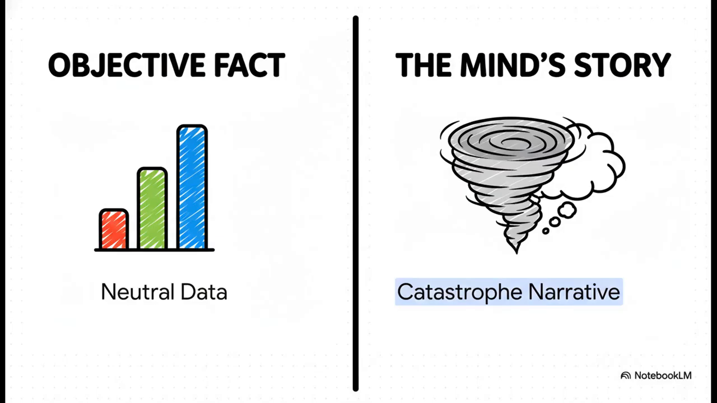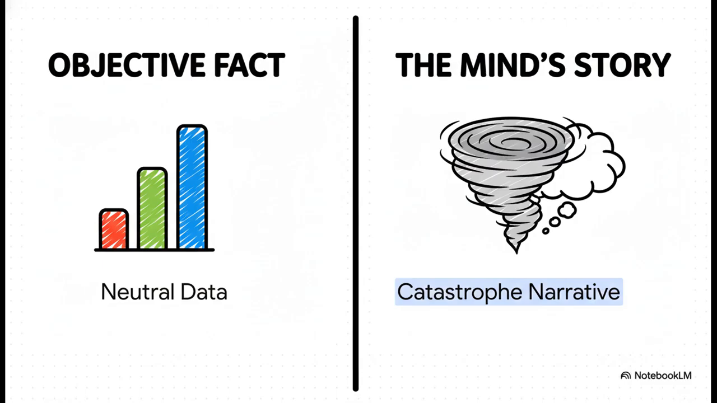And this is such a perfect way to see how that can get distorted. Look, on the one hand, you have the objective fact, just the neutral data of what is actually happening. But then you have your mind's story about it. And so often that story turns into a catastrophe narrative, right? We jump to the worst possible conclusion.